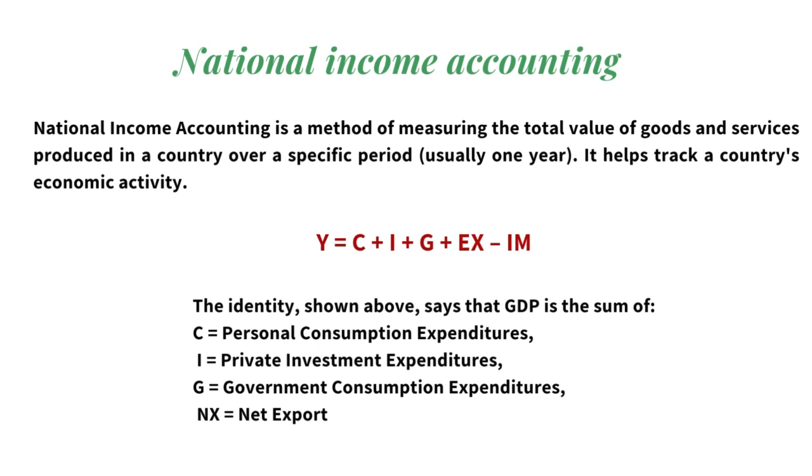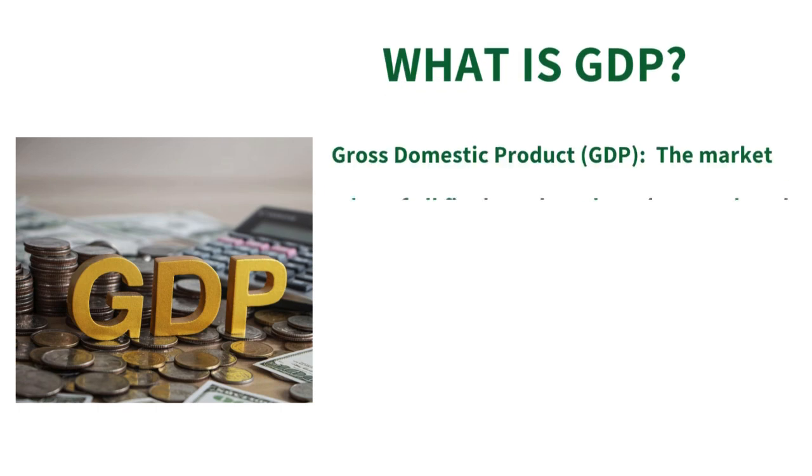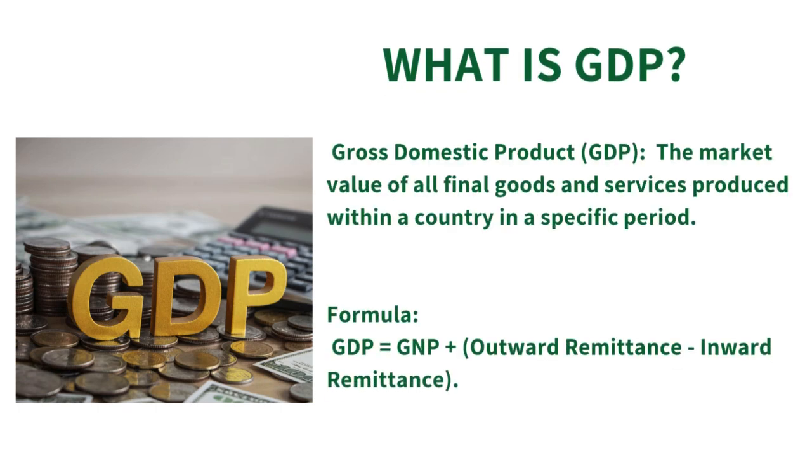Here C means personal consumption expenditure, I means private investment expenditure, G means government consumption expenditure, and NX means net export. Then what is GDP? Its full form is gross domestic product, the market value of all final goods and services produced within a country in a specific period. That is GDP. Its formula: GDP equals GNP plus outward remittance minus inward remittance.